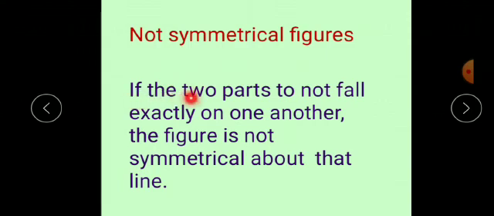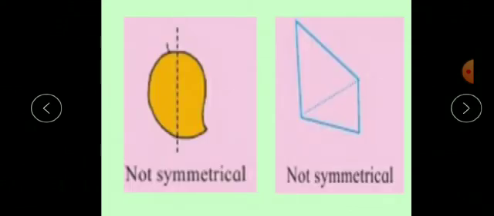If the two parts do not fall exactly on one another, then the figure is not symmetrical about that line. If the two parts of a figure do not fall exactly, then this is not a symmetrical figure about that line. See this example, this is a mango. If we draw a line like this, then the two parts cannot fall exactly on one another. These two parts are not equal, which means this is not a symmetrical figure.